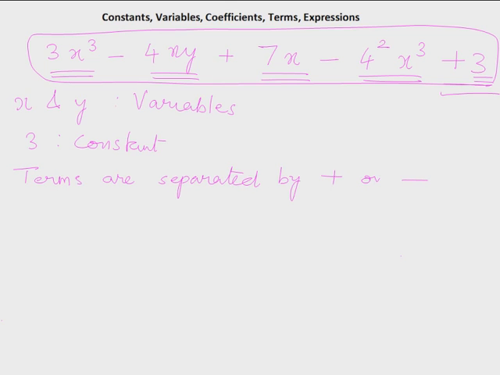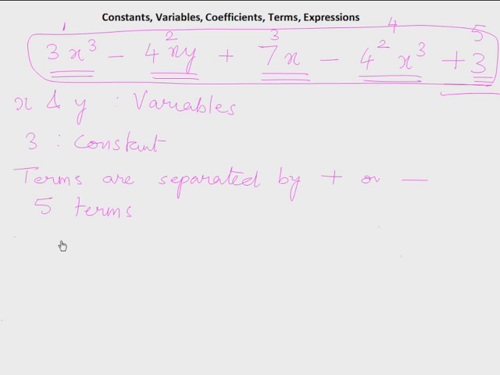So how many terms do we have? This is 1 term, 2 terms, 3 terms, 4 terms, 5 terms. So there are 5 terms. We can examine each term separately, and then when you add and subtract terms, you get a large expression. Let's look at a term.